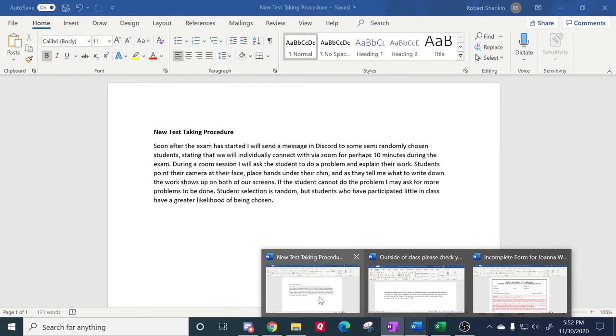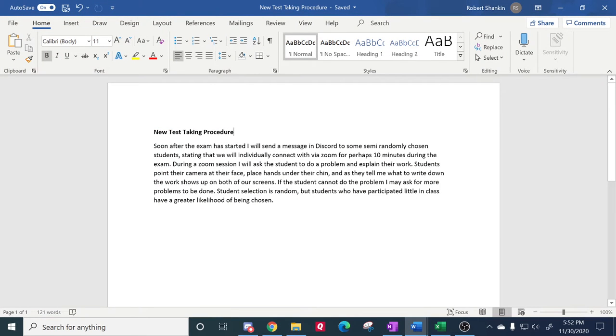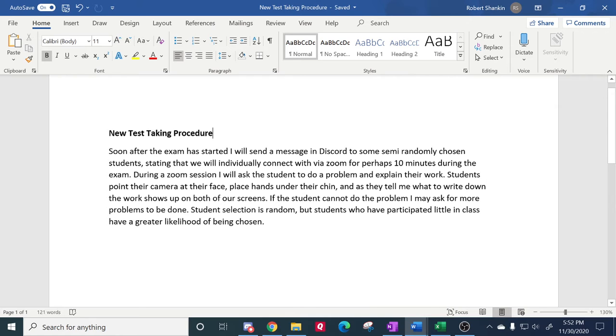So this is going to be the new test taking procedure, next semester in Calculus 3. Soon after the exam is started, I will send a message in Discord to some semi-randomly chosen students stating that we will individually connect via Zoom, not via Discord, because in Discord it's a little harder to share screens like this, for perhaps 10 minutes during the exam.